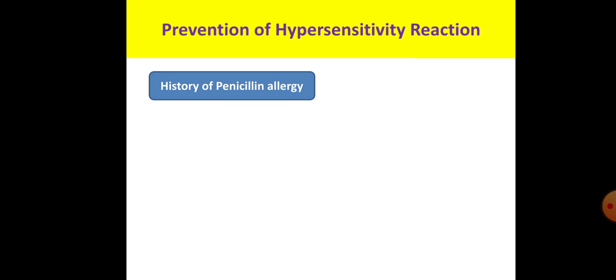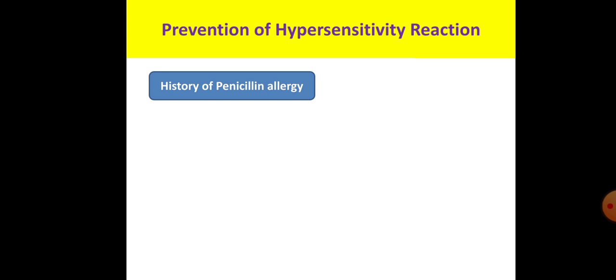First and foremost is the history of penicillin allergy. Before prescribing penicillin, ask the patients whether they are allergic to any drug, and if the patient says yes, then you dig out something more from the patient. Most common allergic reactions are with the sulfa drugs, then penicillin, then NSAIDs. So you have to dig out.